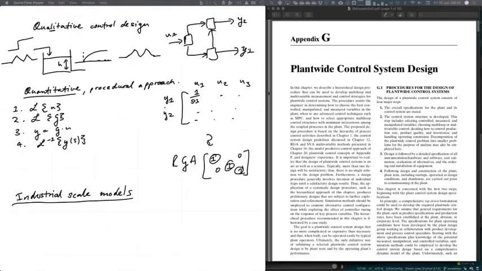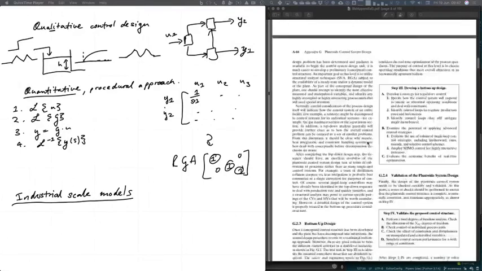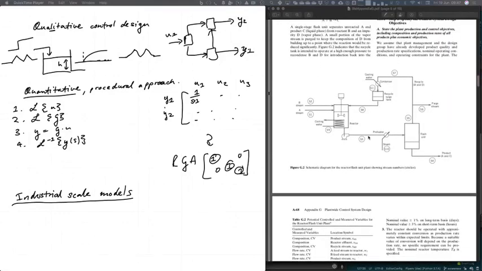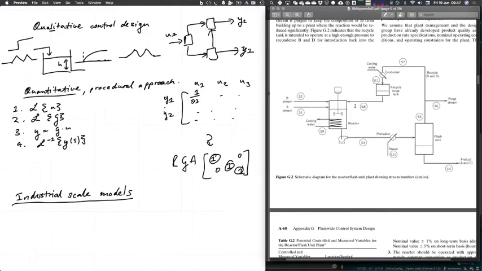And perhaps let's make this a little bit more real by talking about a process of the size that's discussed in one of these appendices, right? So let's talk about a process like this one, which is discussed in Seaborg. So here we have a reactor, we have a surge tank, we have a flash unit, and so on.